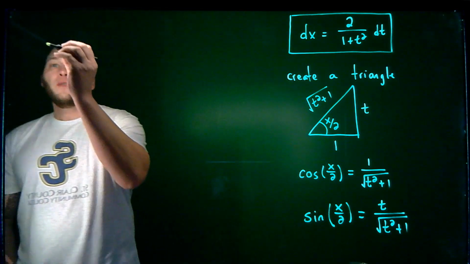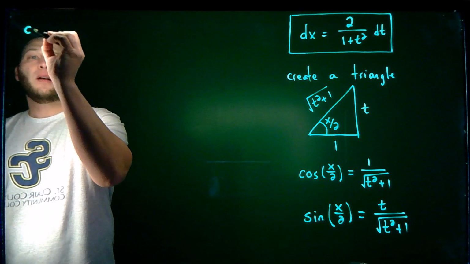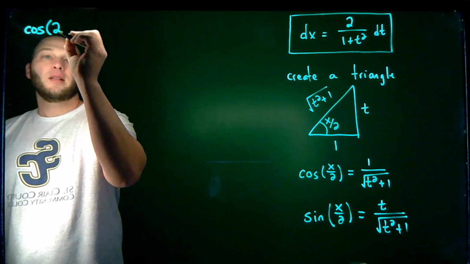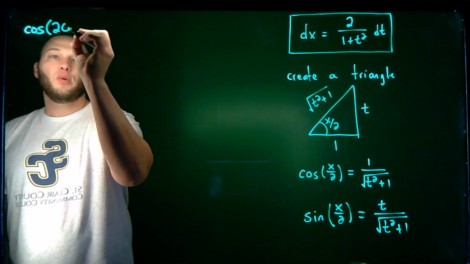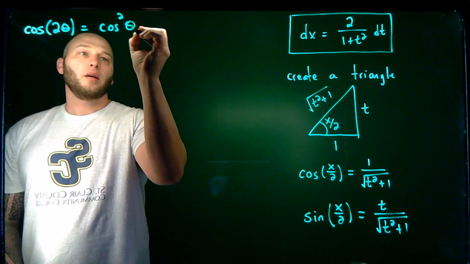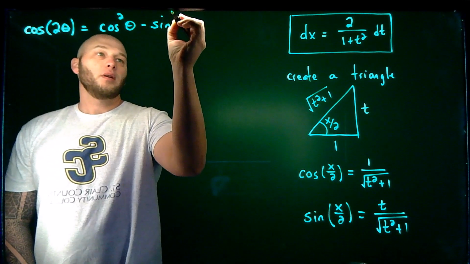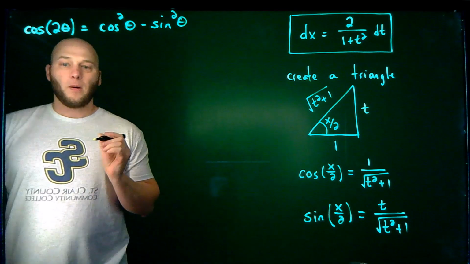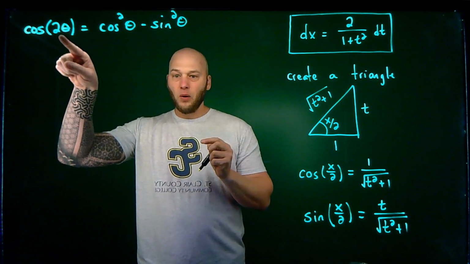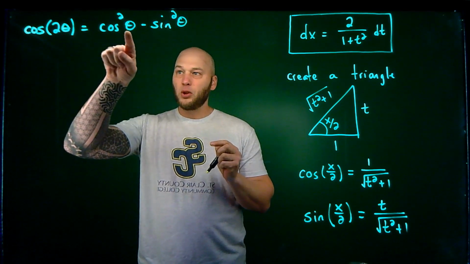First and foremost, the double angle for the cosine. So cosine of, let's use the variable theta, cosine of 2 theta is equal to cosine squared theta minus sine squared theta. All right? And the idea is that this angle right here, this argument, is simply twice these ones.